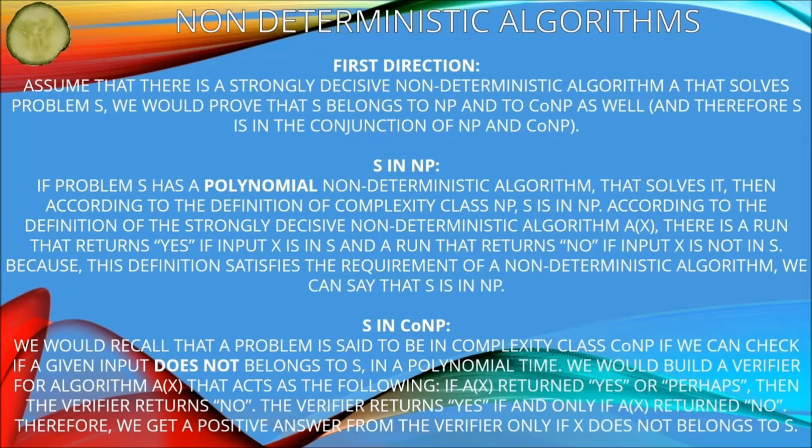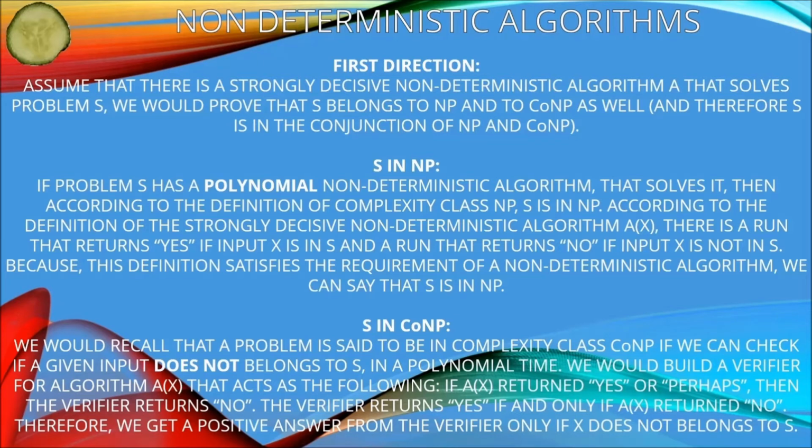If problem S has a polynomial non-deterministic algorithm that solves it, then according to the definition of complexity class NP, S is in NP. According to the definition of the strongly decisive non-deterministic algorithm A, on input X there is a run that returns yes if input X is in S, and a run that returns no if input X is not in S. Because this definition satisfies the requirement of a non-deterministic algorithm, we can say that S is in NP. Now we'll show that S is in CoNP.